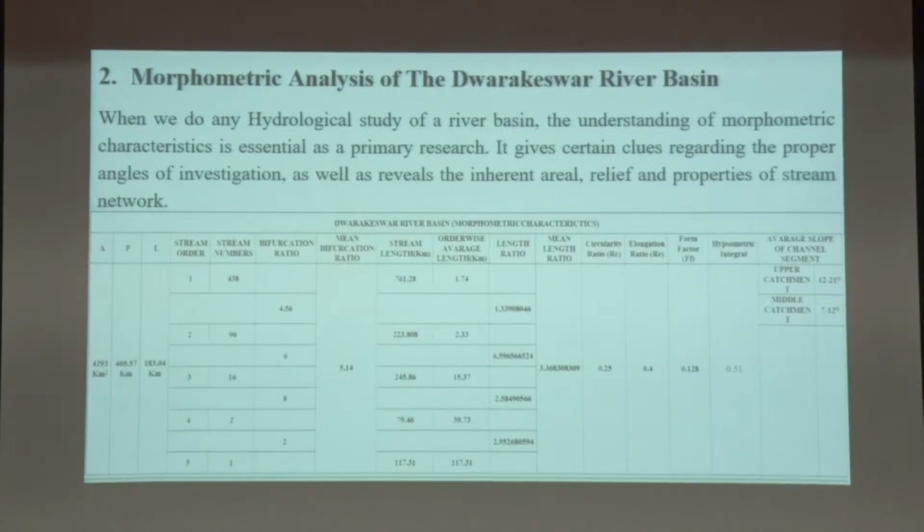Next, we have done morphometric analysis of Darukeshwar. Here we can see the mean bifurcation ratio is 5.14, which is high. Mean length ratio is also high, which is 3.36. Circularity ratio is 0.25. Elongation ratio is 0.4. Form factor is 0.12. So each parameter indicates strong climatic and structural influences over the river basin.